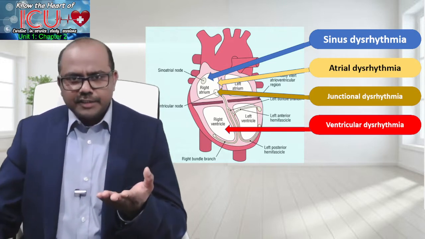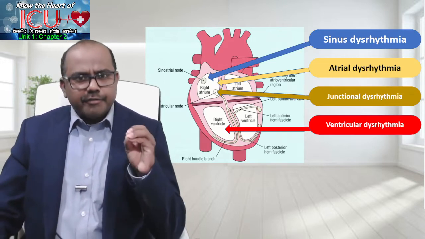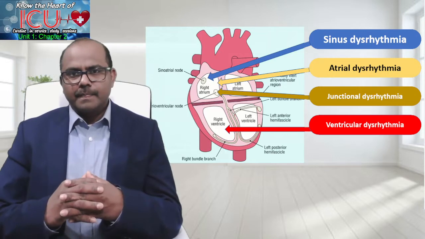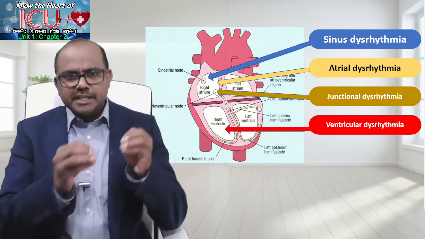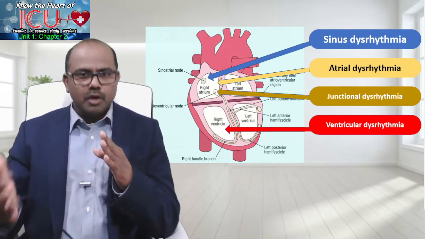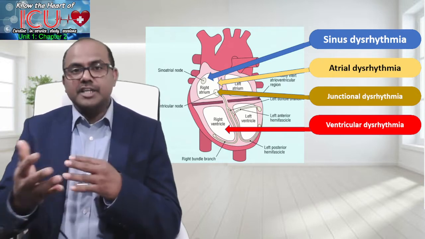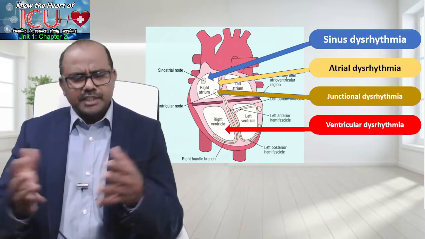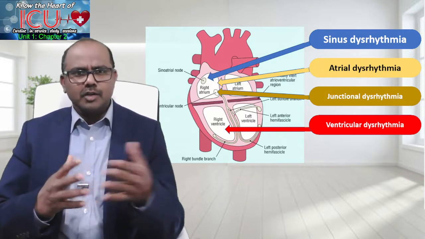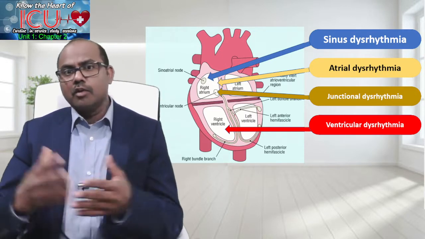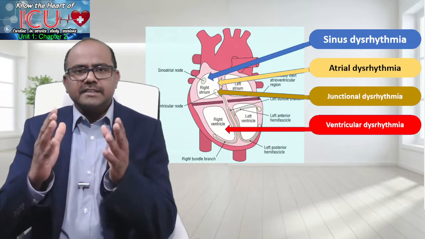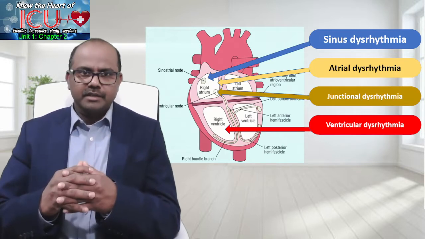Sinus dysrhythmia originates from the SA node. That's if an impulse originates from the SA node and it's abnormal, it's not normal. For example, if it's a sinus brady or a sinus tachycardia, the impulse originated from the SA node, but still it's not normal. It's slow or tachy. So that is called sinus dysrhythmia.